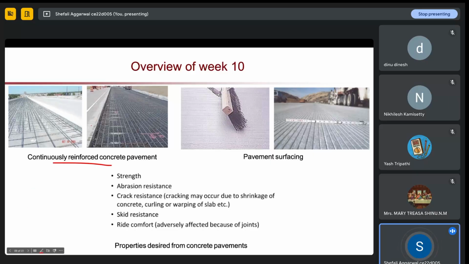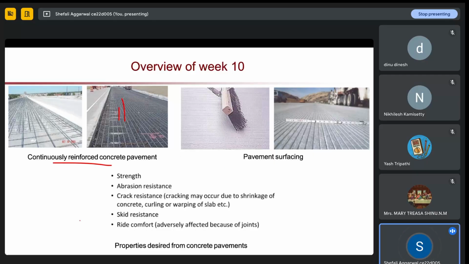And if we are providing full reinforcement, as in the case of a normal building slab, in that case we can provide continuously reinforced concrete pavement without any joint. So these are the different types of rigid pavements.